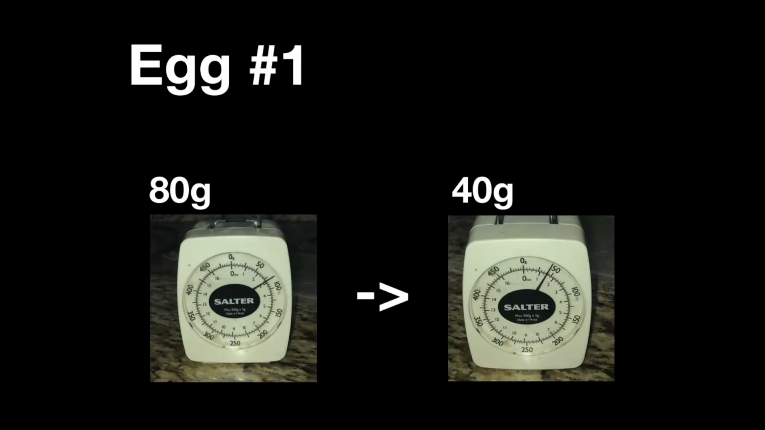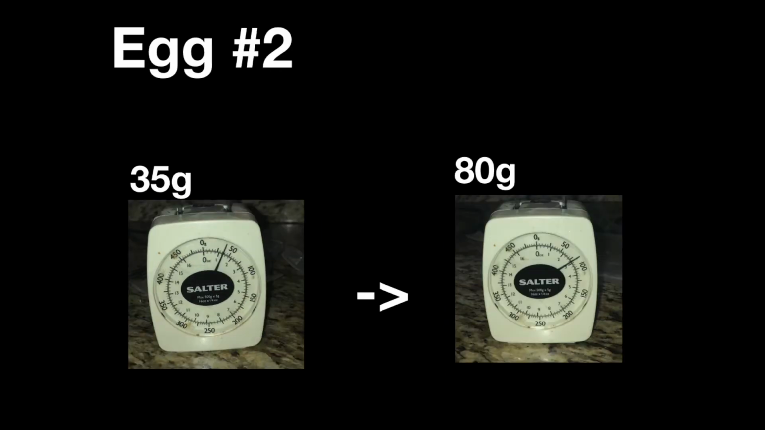After being left for 8 hours in corn syrup, egg number 1 reduced its weight from 80 grams to 40, and egg number 2 gained weight, going from 35 grams to 80. When we placed the eggs in vinegar after the 3 days had passed, both eggs gained weight. When we placed them in water and the other one in corn syrup, the weights changed.